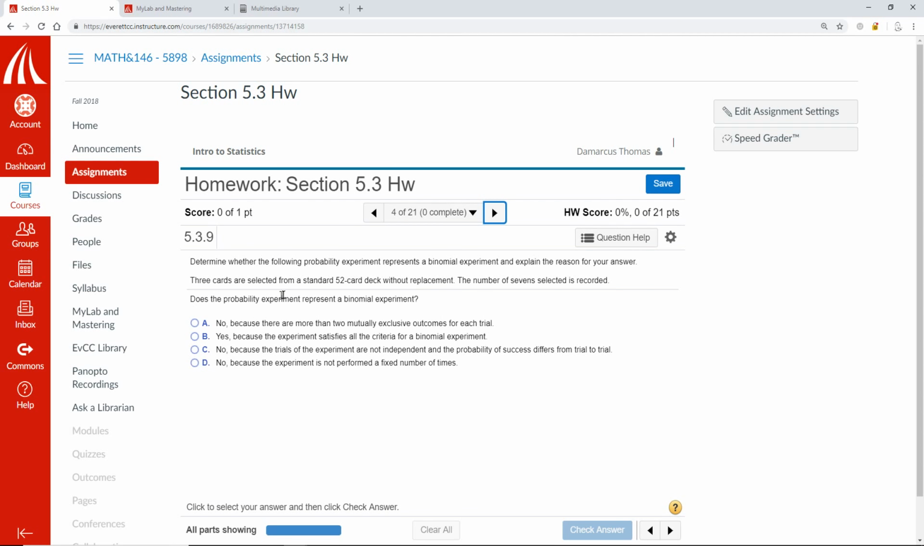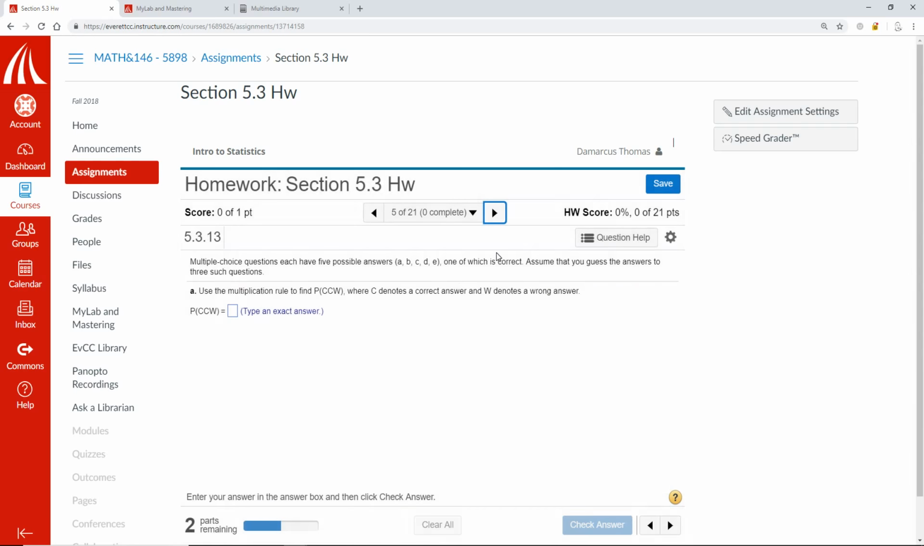3 cards are selected from a standard 52 card deck without replacement. The number of 7s selected is recorded. Doesn't resemble a binomial probability function. This is a good question here.